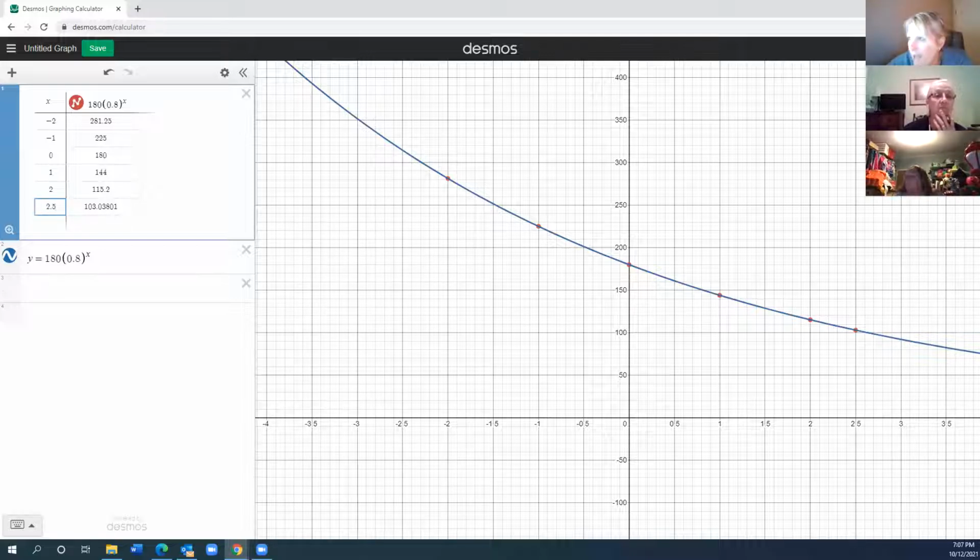Now you can only do that with X. You can't type in a Y and have it give you an X, but you can type in an X, which is super awesome. So about 103.04 milligrams of caffeine left after 2.5 hours.